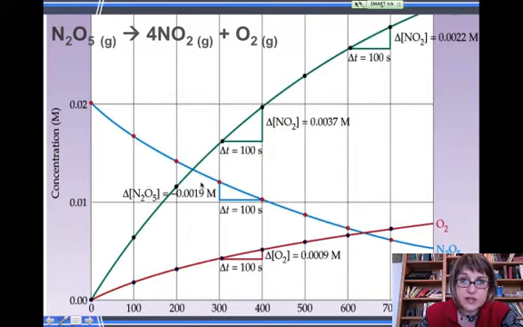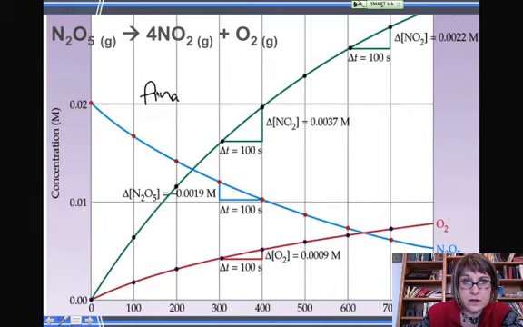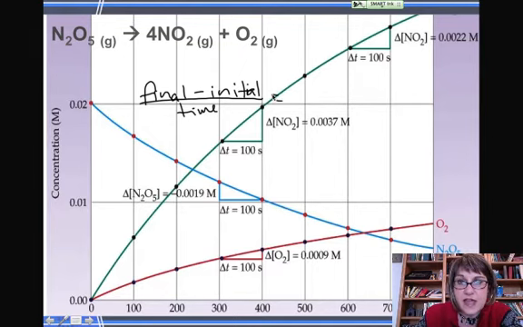For the average rate of change, we take the final amount minus the initial amount, and then we divide by the total time. Final minus initial divided by the total time gives us the average rate of change.